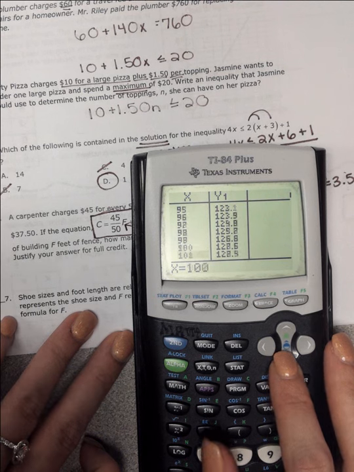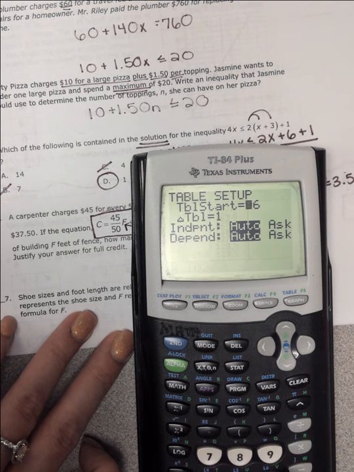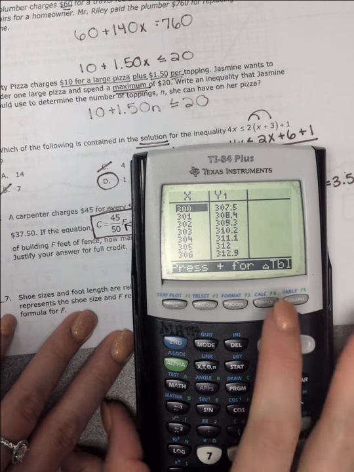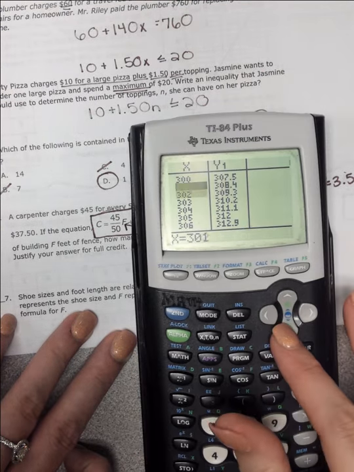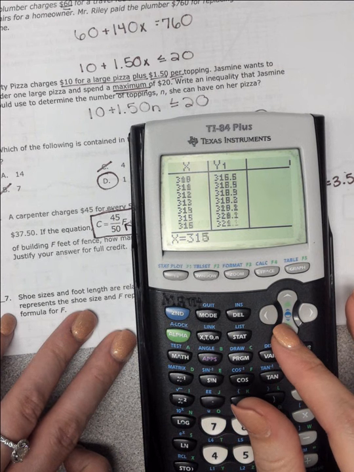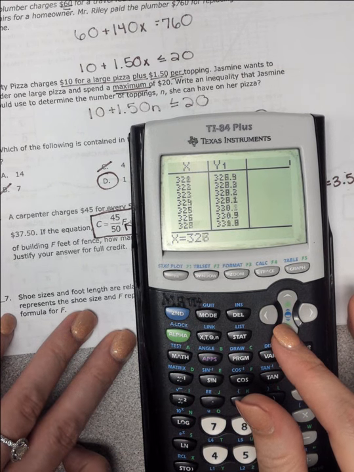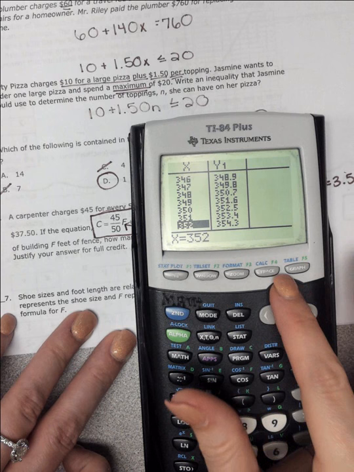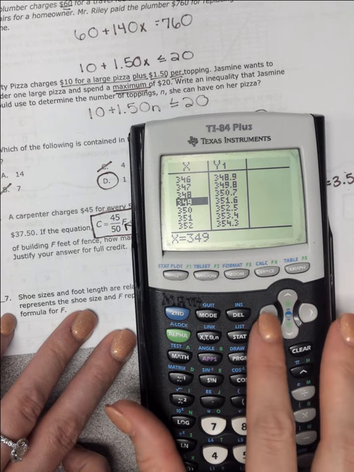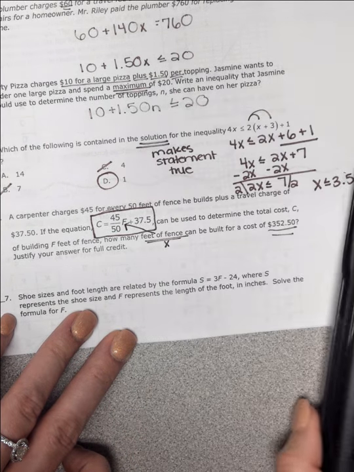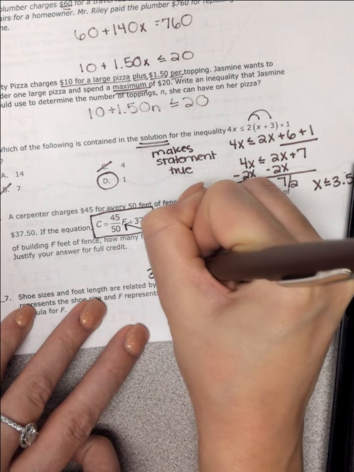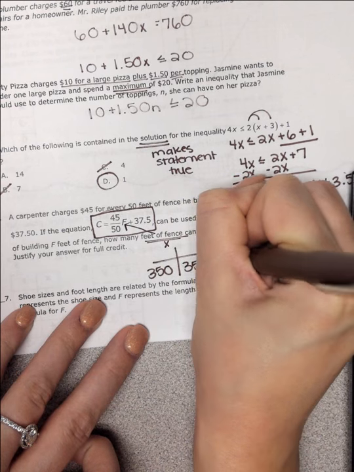We're going to keep going. I'm going to jump. I'm at 102. Let's just jump to 300. Ooh, close. So I'm looking for 352. So keep going. There it is. 352.50 matches up with 350. By showing me the table, that is justifying.